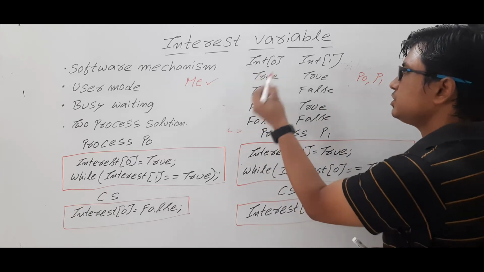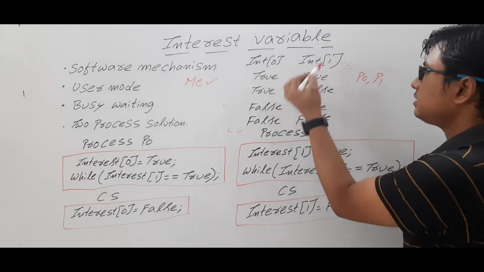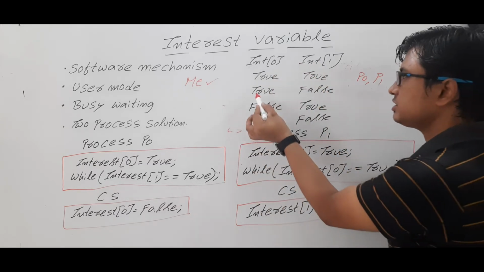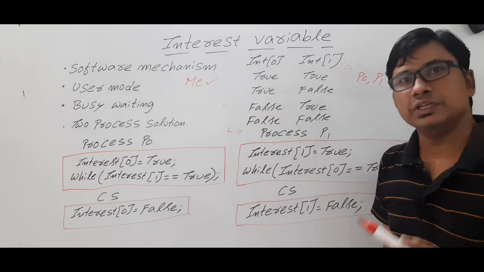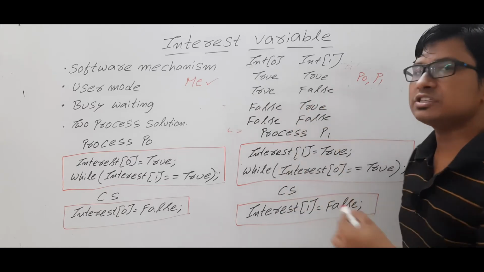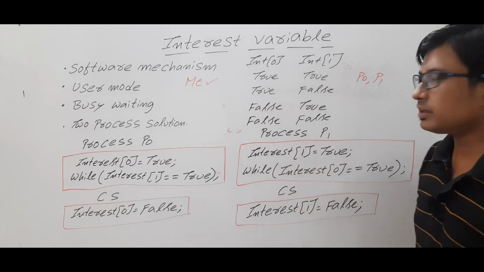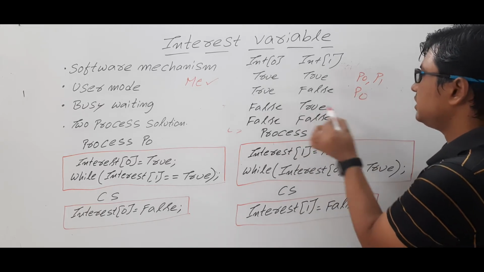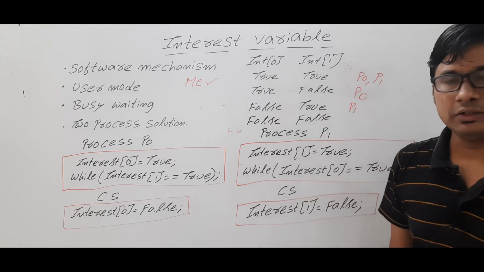If interest[0] is equal to true and interest[1] is equal to false, meaning P0 is showing its interest to enter into the critical section and P1 is not ready, then who will enter into the critical section? Process P0. Similarly, here process P1 will enter into the critical section.